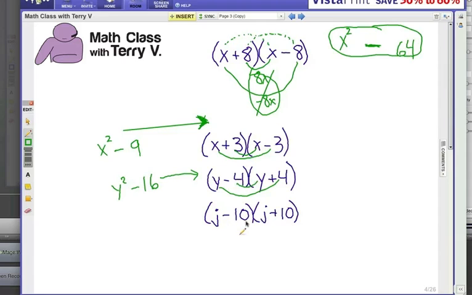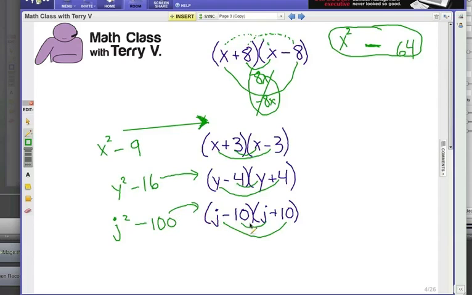All right, if I start with j minus 10, j plus 10, as you've seen, I have a negative 10j and a positive 10j. Those cancel each other out. So I'm left with j squared minus 100. A difference between two perfect squares, and they would be factored like that. All right, now it gets a little more complicated than that, but let's try some examples.